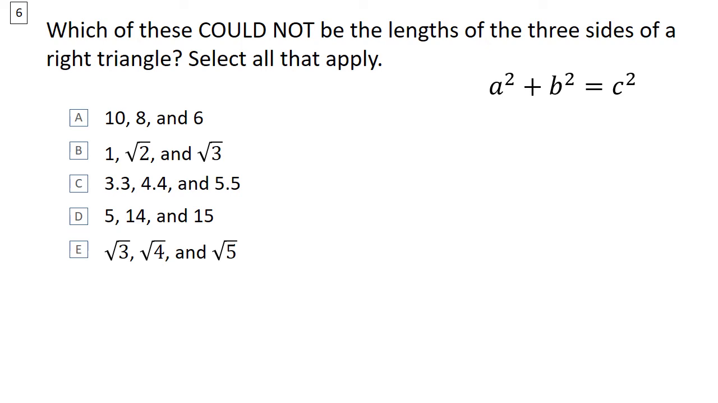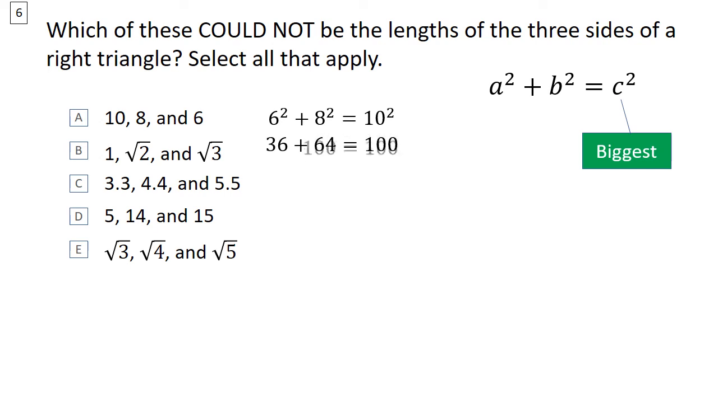So in this first one, c has to be 10. 8 and 6 are going to be your a and b. So 6 squared plus 8 squared equals 10 squared. Does that work? Sure does. That's a yes. That's one of my answers, right? Wrong. Why? It says which could not be the lengths of a right triangle. Sometimes the directions are going to be written deliberately in a weird way. So even though we got a yes, it's not one of my answers. So be careful for that.